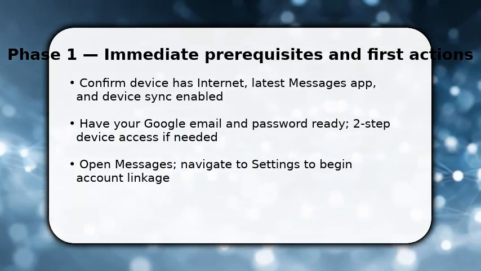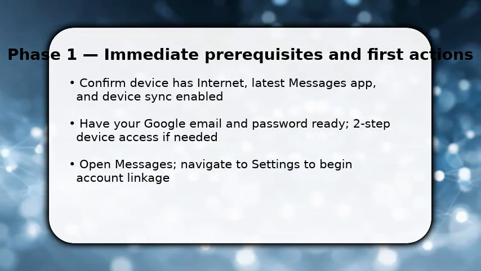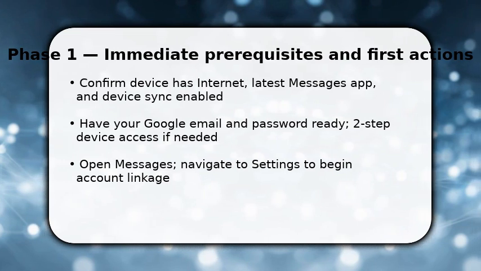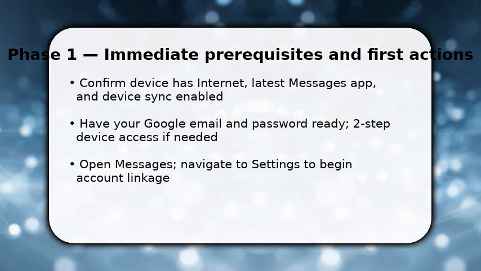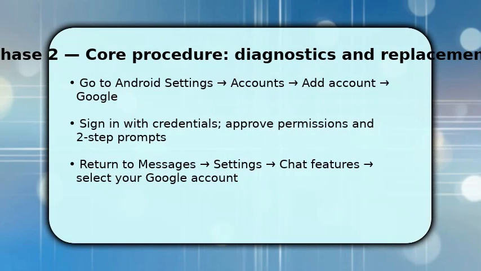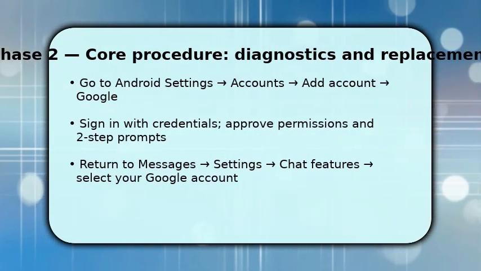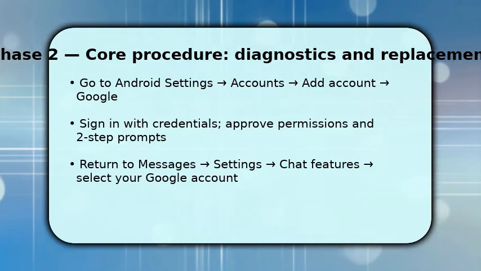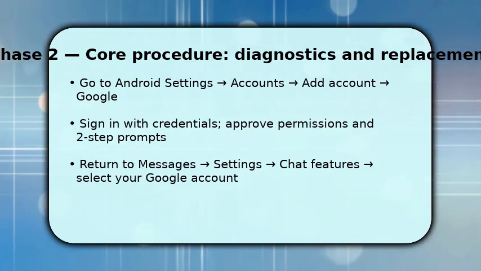Now tap Accounts or Chat features inside Messages to prepare for sign-in. You'll add the Google account at the system level. Open Settings, choose Accounts, and pick Add Account, right arrow, Google. Sign in and accept permissions. Make sure you complete any two-step verification. This is why it asks for your phone or backup code.